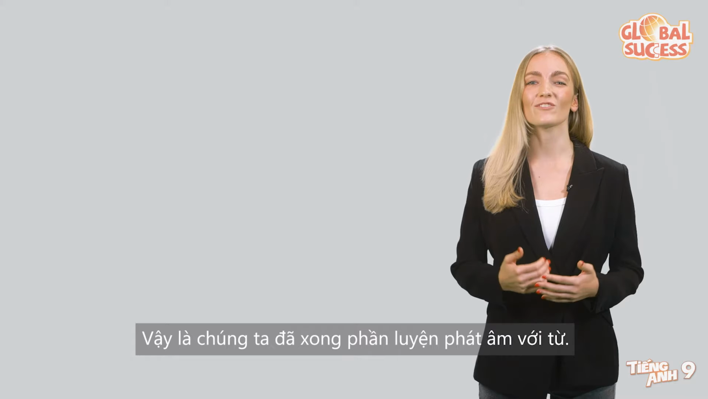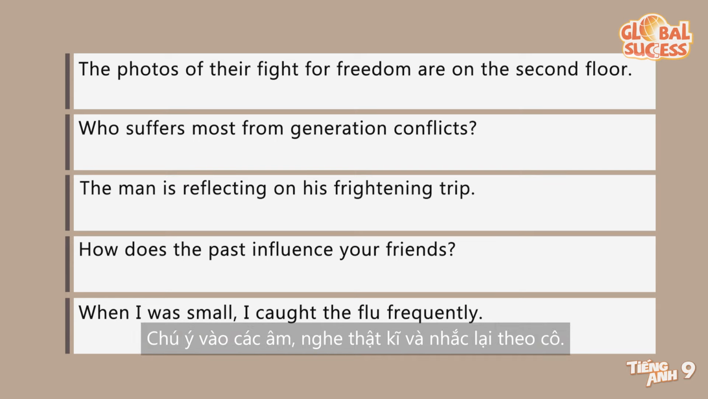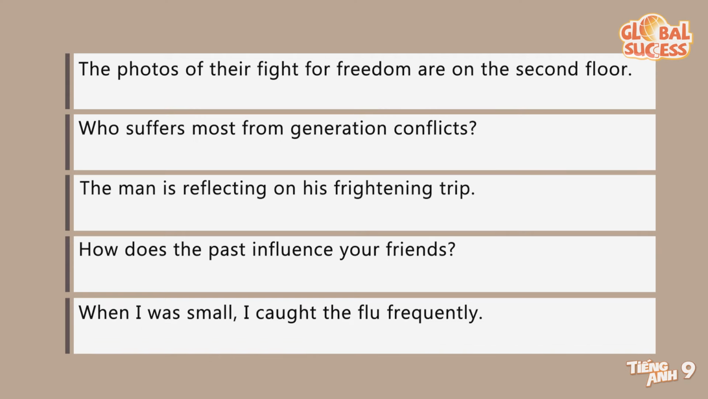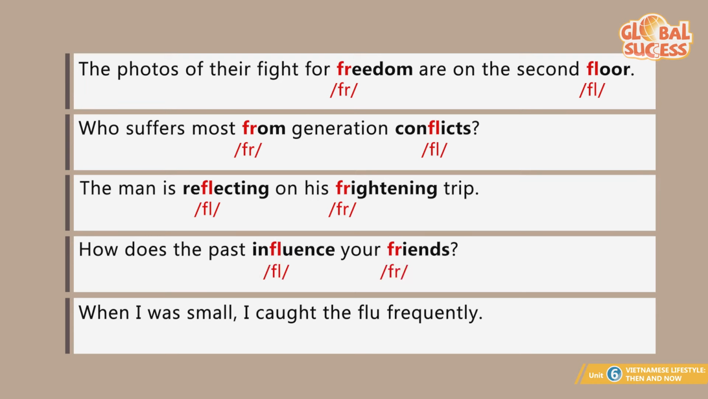Okay, we're done with words. Let's practice saying some consonant blends in sentences. Notice the sounds, listen carefully, and repeat after me. The photos of their fight for freedom are on the second floor. Who suffers most from generation conflicts? The man is reflecting on his frightening trip. How does the past influence your friends? When I was small, I caught the flu frequently.